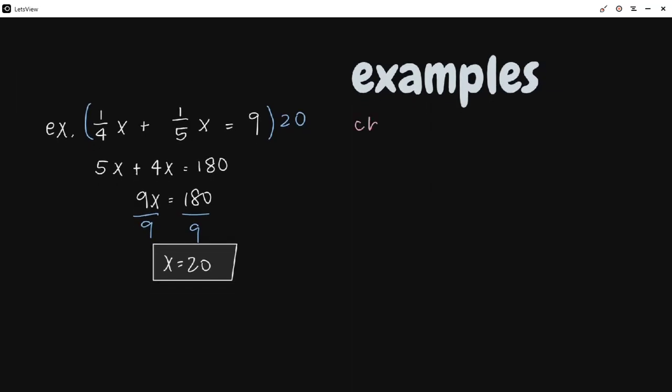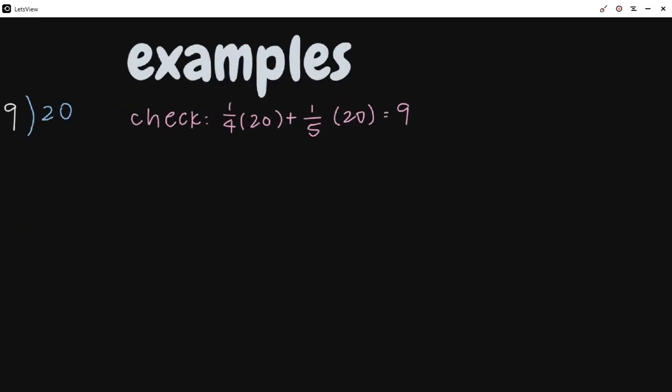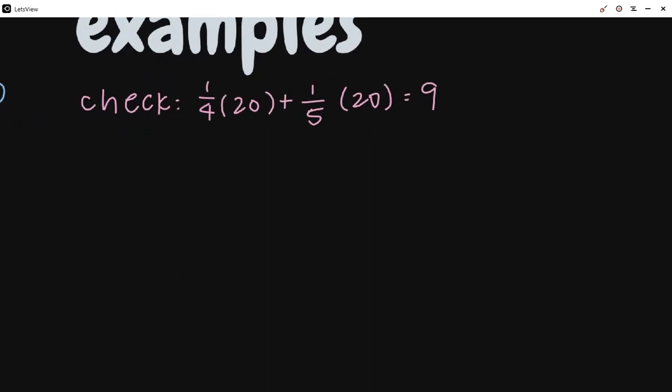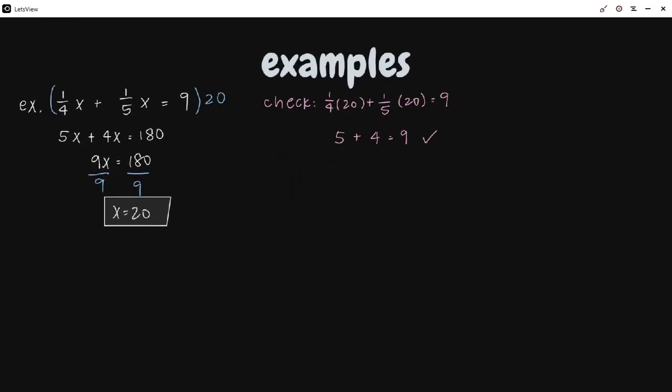We're going to plug in 20 for x. So 1 over 4 times 20 plus 1 over 5 times 20 equals 9. I'm going to zoom into the check part. 1 over 4 times 20 is 5, 1 over 5 times 20 is 4, equals 9. And this is correct.